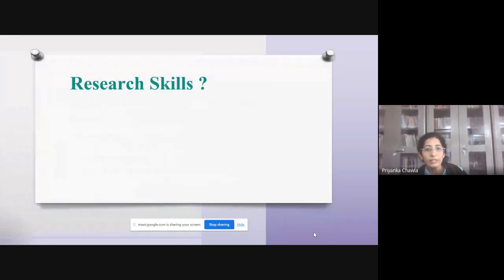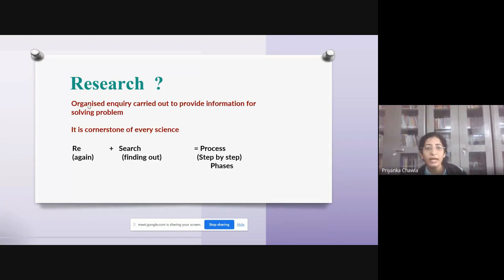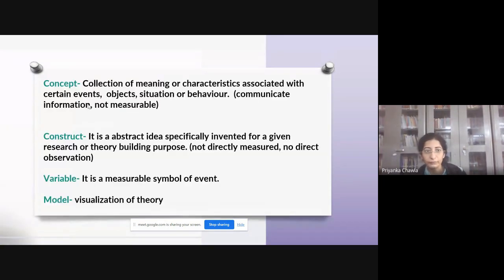The first skill which I told you earlier is the conceptualize skill. So you should have basic knowledge related to concepts. While writing a paper, you should have information regarding basic terminology. People generally get confused regarding concept, construct, variable, model. So what is a concept? A concept is a meaning. It is a collection of meaning, a collection of characteristics associated with the objective. It is that thing which we can communicate, which we inform, but it is not measurable.